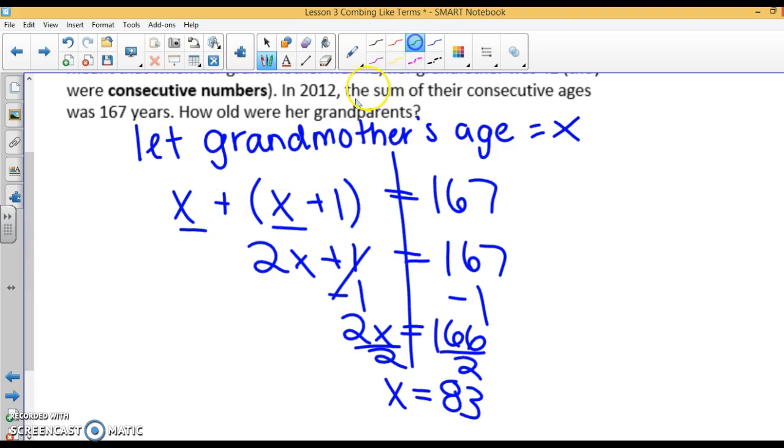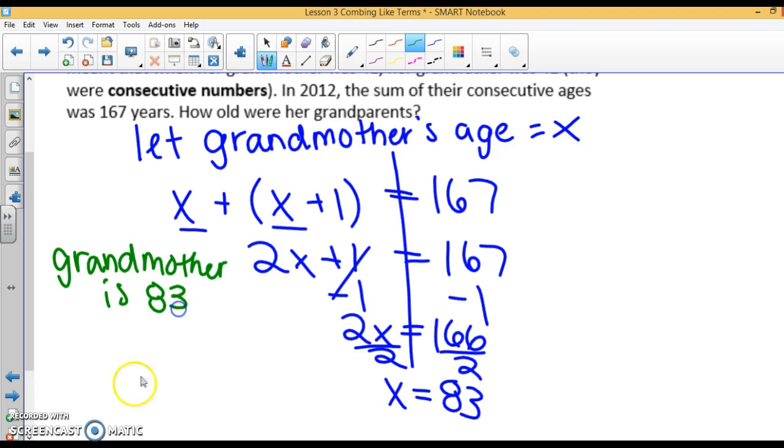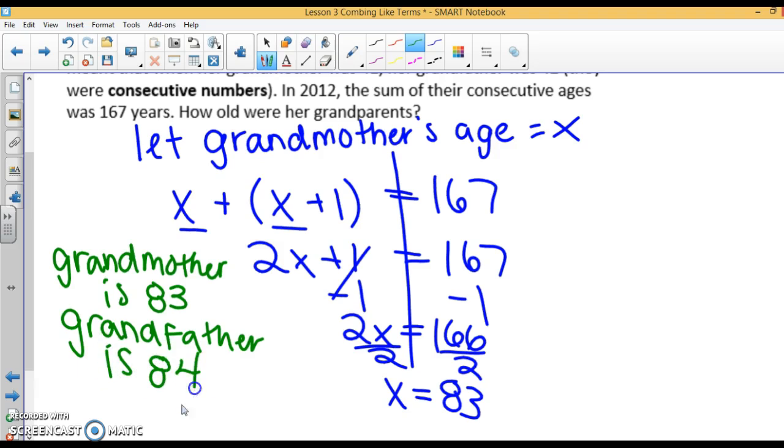So over here, I'll write grandmother is 83. Well, what about her grandfather? If her grandmother is 83 and they have consecutive years, we can look right here. We said x plus 1 was her grandfather's age. So we can just plug that in. So 83 plus 1 would give us 84. And a way to check that, we could just add those ages up and we would get 167.